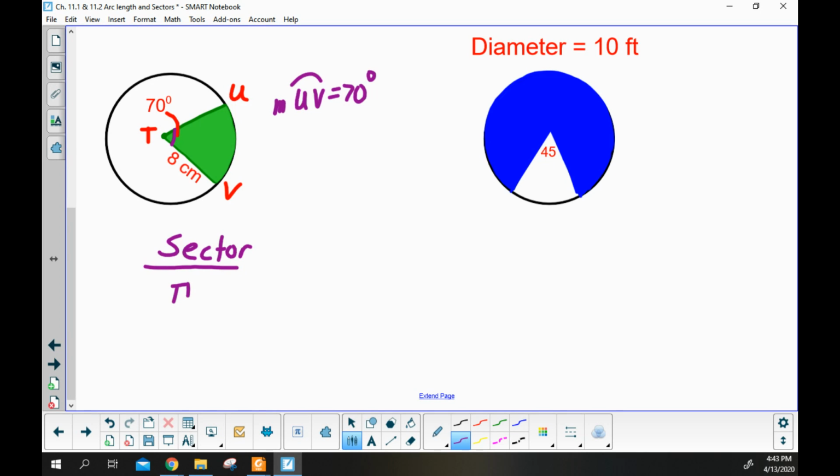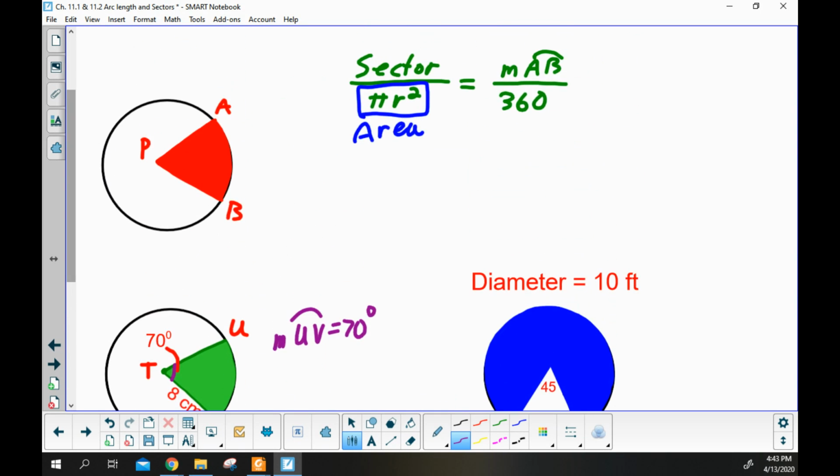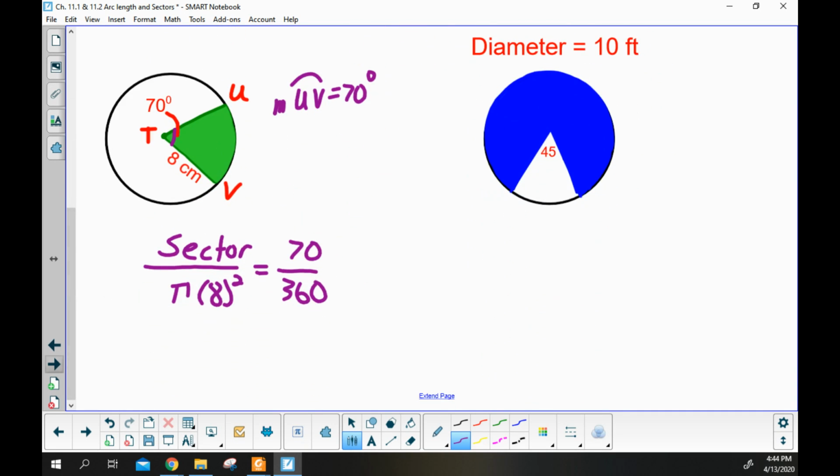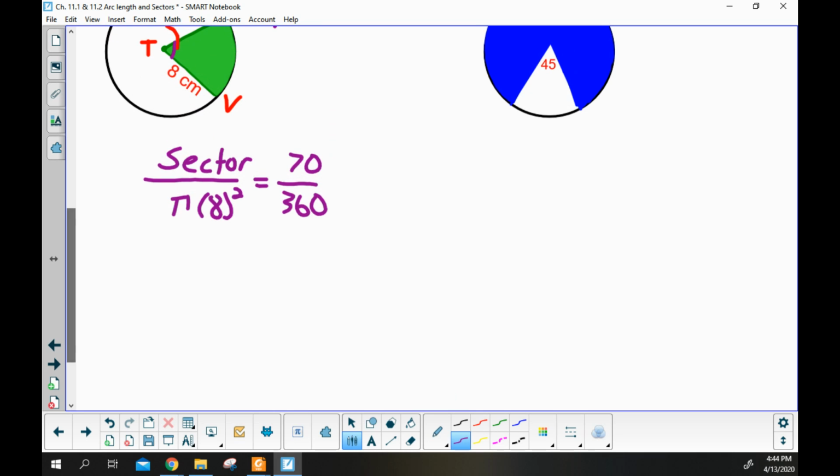over pi times the radius squared, so 8 squared, equals 70 over 360. And I forgot to do this. Again, you can rearrange this if you really wanted to as sector is equal to the measure of arc AB over 360 times pi r squared. Same principle. Again, I'm going to use the proportion more than anything.